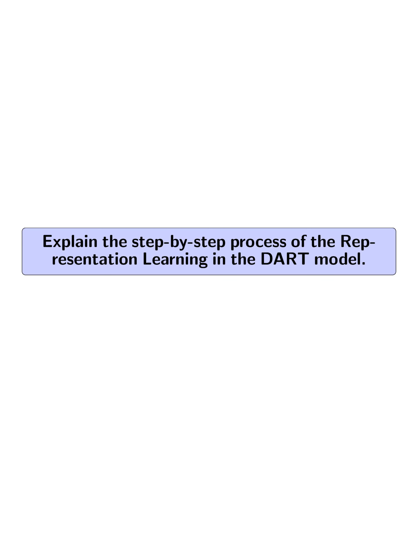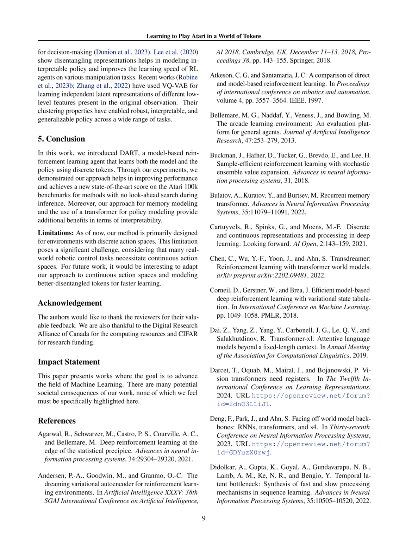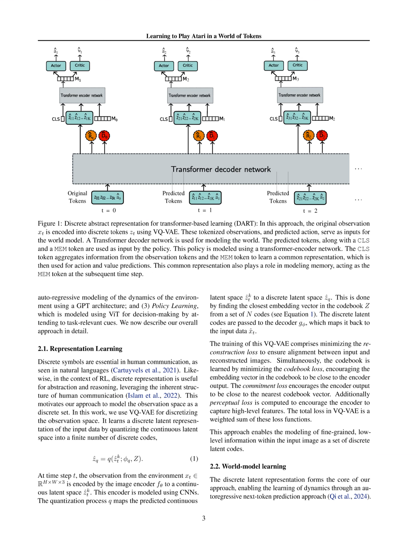Explain the step-by-step process of the representation learning in the DART model. In the DART model, the representation learning process involves several steps. Firstly, the observation space is modeled as a discrete set using a VQVAE. At each time step, the observation from the environment is encoded by an image encoder into a continuous latent space. This encoder is implemented using a CNN. The quantization process then maps the continuous latent space to a discrete latent space by finding the closest embedding vector in a codebook from a set of codes.